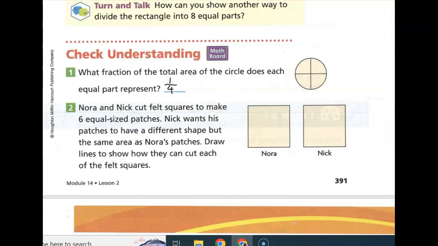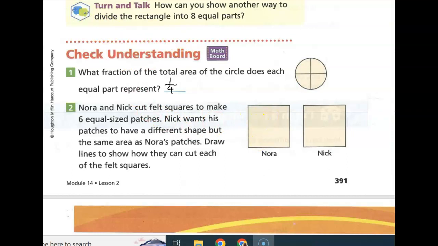Number 2, Nora and Nick cut felt squares to make 6 equal-sized patches. Nick wants his patches to have a different shape but the same area as Nora's patches. Draw lines to show how they can each cut each of the felt squares. So divide those 2 squares into 6 parts.